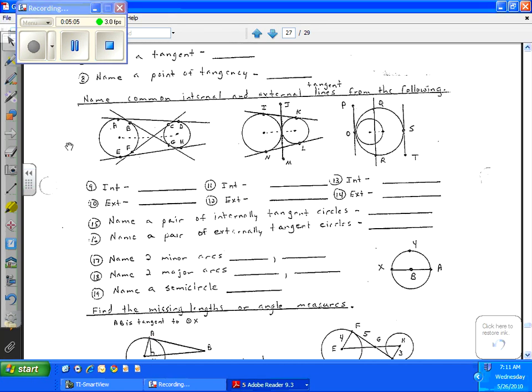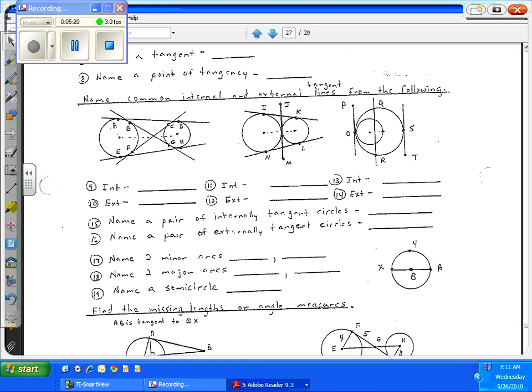Common internal and external tangent lines. A common tangent line is a line that intersects two coplanar circles. It is said to be internally tangent if it passes through the segment that joins the centers. It is said to be externally tangent if it does not pass through the segment that joins the centers. So we want to identify what we call the segment of centers.